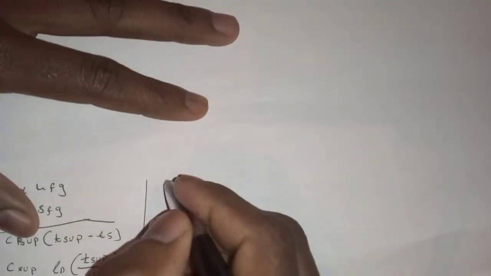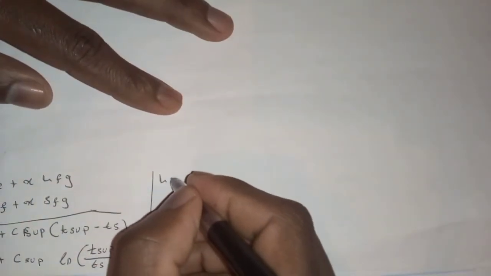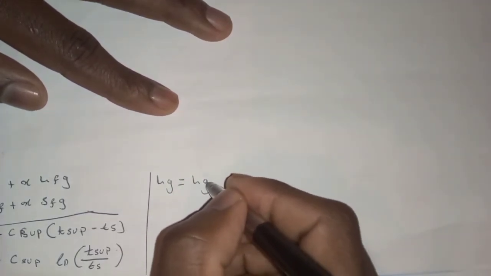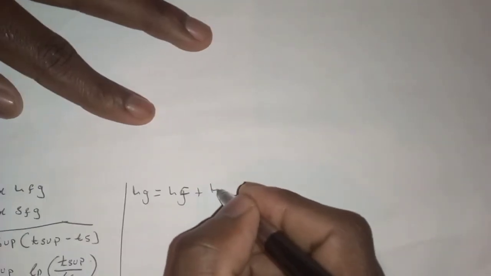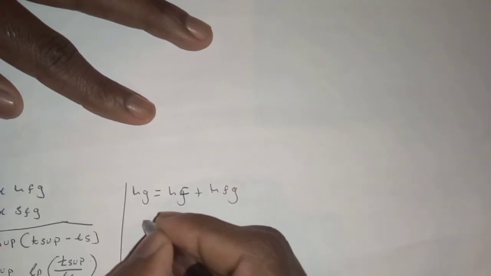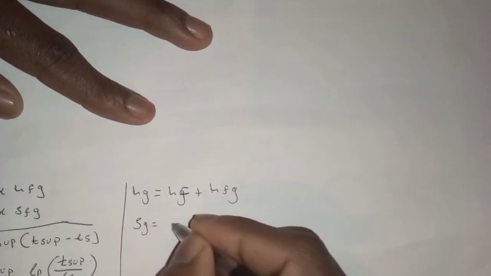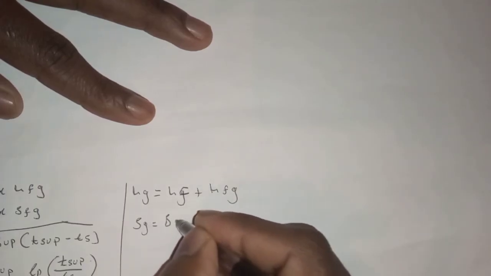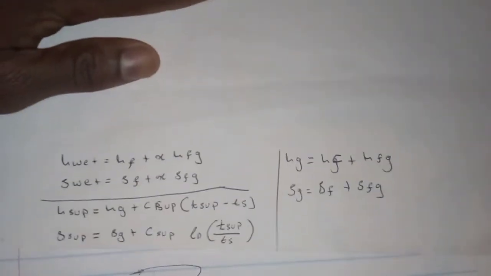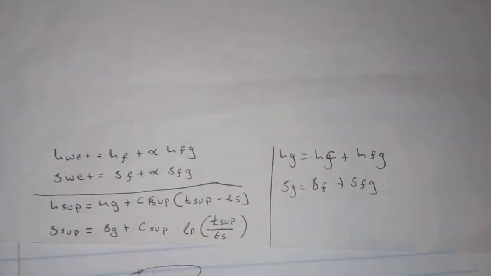And whenever you are dealing with dry saturated, Hg is given by Hf plus Hfg, meaning Sg will be given by Sf plus Sfg. These are the formulas that we will be using concerning the refrigerant as it is turned to steam.